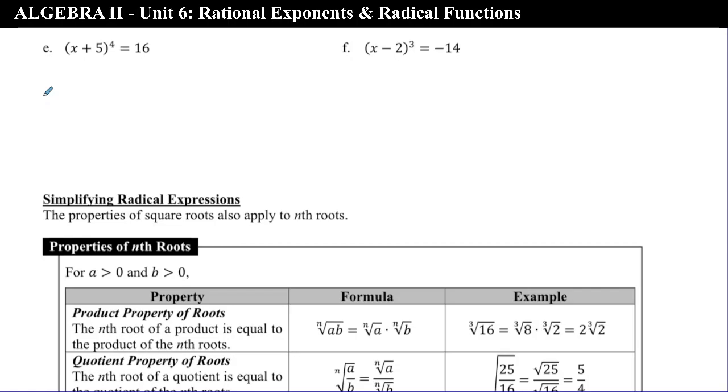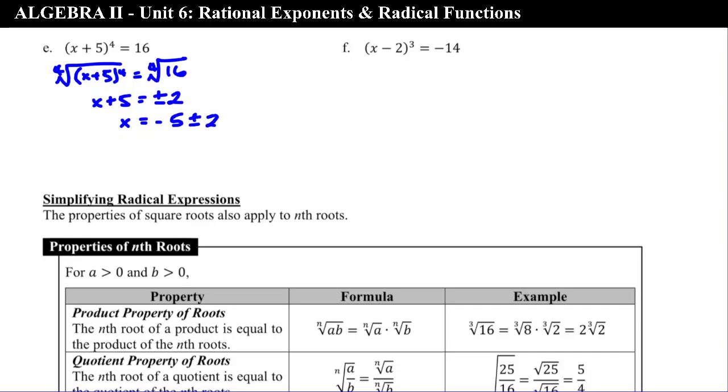For E, similar setup here. You're going to take the fourth root of each side right off the start because there's nothing else you can do. Now the fourth root of 16 you can take. You know there's going to be a plus or minus. It's positive, so it will exist. So we're going to have x plus 5 equals plus or minus 2. And then we're going to move 5 to the other side, so you've got negative 5 plus or minus 2. And that fairly easily breaks into your solutions of negative 7 and negative 3.